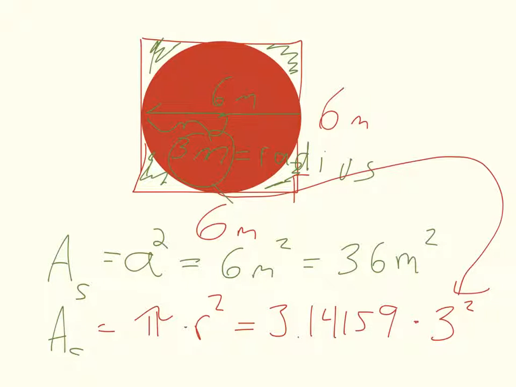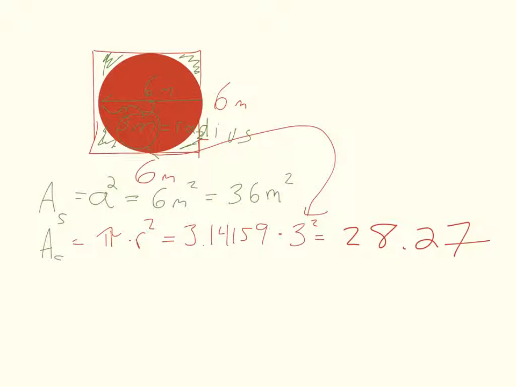And then I use my calculator. Remember to always use order of operations. This is why we spend so much time on it. That r squared is what I do first as PEMDAS, my exponents. So 3 squared is 3 times 3, so that's 9. 9 times 3.14159 is 28.27.